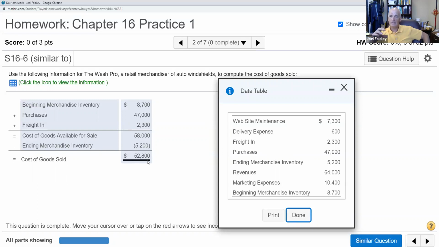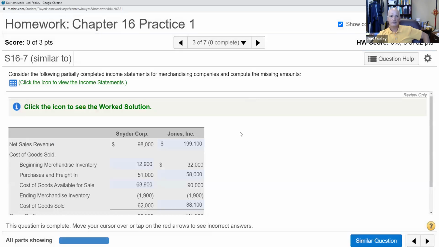That means 52,800 had to come out of my inventory and go to my income statement, because all of this on here is balance sheet. These are balance sheet calculations. And so what's not on my balance sheet has to be in cost of goods sold, which means it comes off my balance sheet, a credit to inventory, a debit to cost of goods sold, which is really cost of goods sold expense.